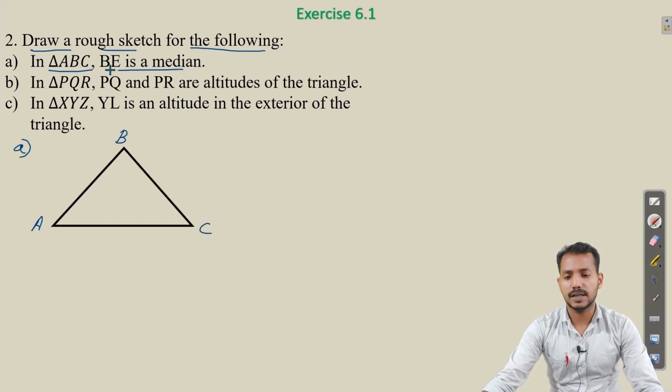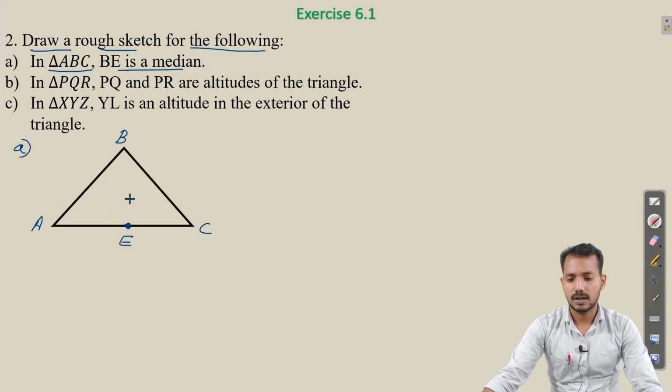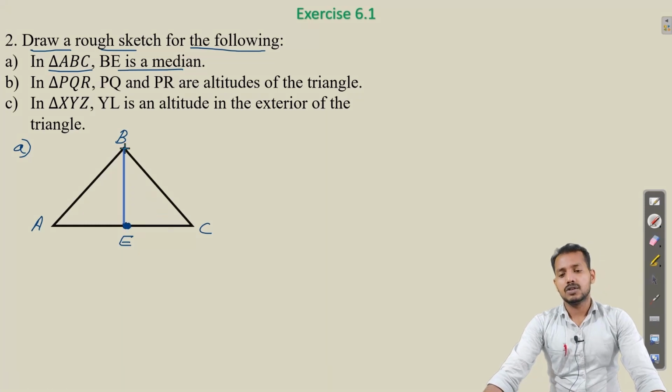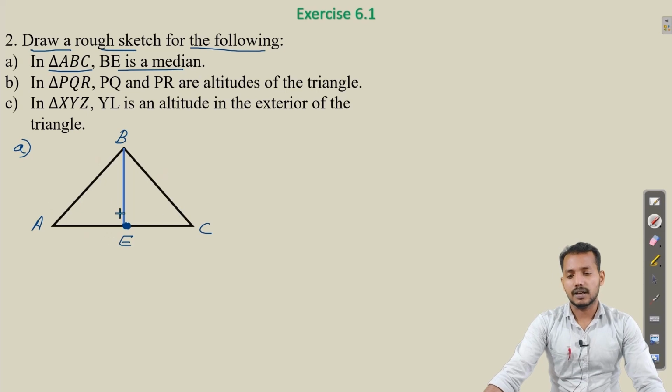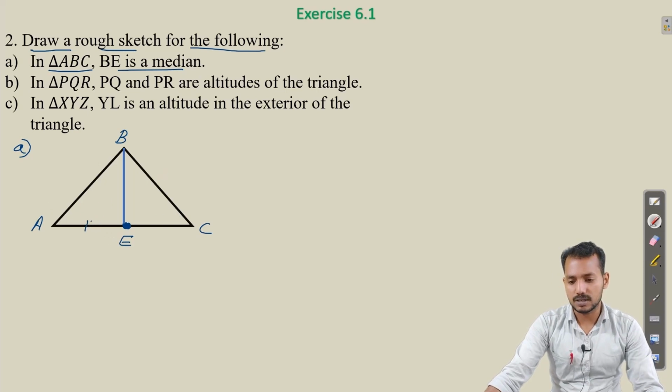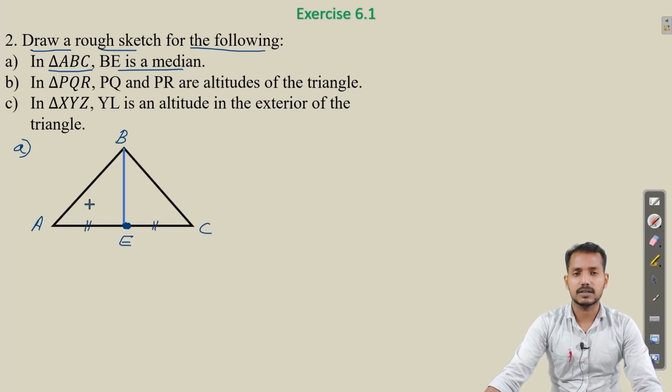And I have to draw a median BE. That means from the vertex B to the side AC. So for that I have to mark the midpoint of AC as E. Now join these two points B and E, and we will get the median. Okay, so this is the median, at the exact midpoint. So BE is the median of triangle ABC. BE median is dividing AC into two equal parts.